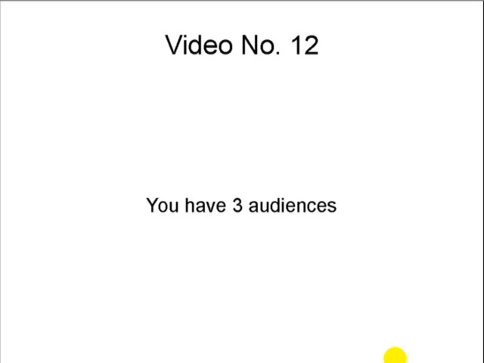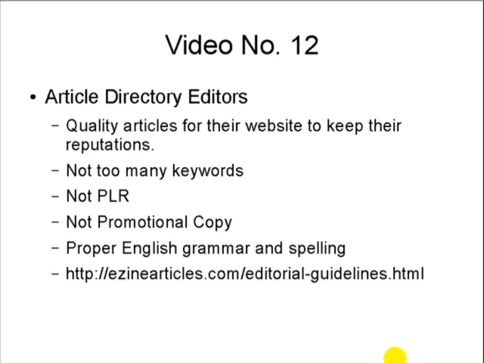Now I want to talk about 3 audiences, and they deal with keywords differently. That's why I want to bring up the 3 audiences that you have. The first audience that you have to pass first is the article directory editors. These are the gatekeepers who decide whether or not your articles even end up in the directory. Their goal is to have quality articles for their website so that they have a good reputation. They don't want you to have too many keywords in your article, both because it makes the article sound stifled, and also because they want to keep their reputation with the search engines.